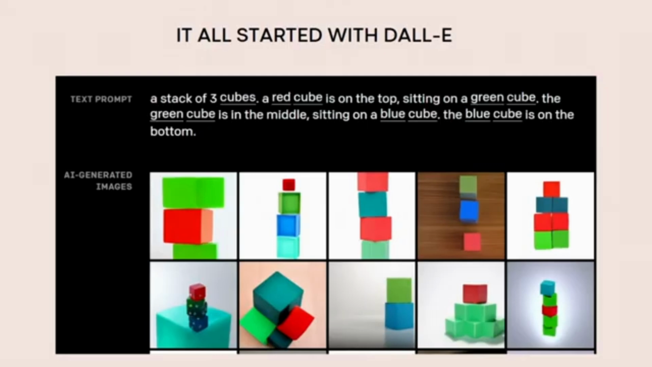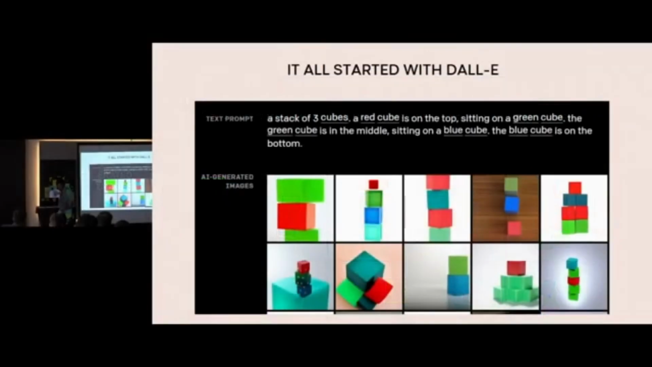And so Dall-E came out in 2020, and this is what caused the boom of AI to go crazy. You had a detailed text prompt, like a stack of 3 cubes: a red cube is on the top, sitting on a green cube, and then the green cube is in the middle and sitting on the blue cube. You could basically give it exact directions on where to go, and it would do that. It worked fine, but it was not as good as Dall-E 2, the next version.